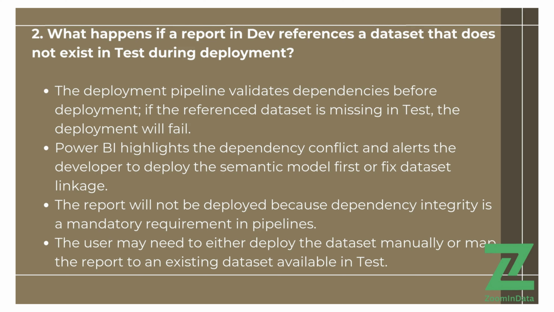Power BI highlights the dependency conflict and alerts the developer to deploy the semantic model first or fix dataset linkage. The report will not be deployed because dependency integrity is a mandatory requirement in pipelines. The user may need to either deploy the dataset manually or map the report to an existing dataset available in test.